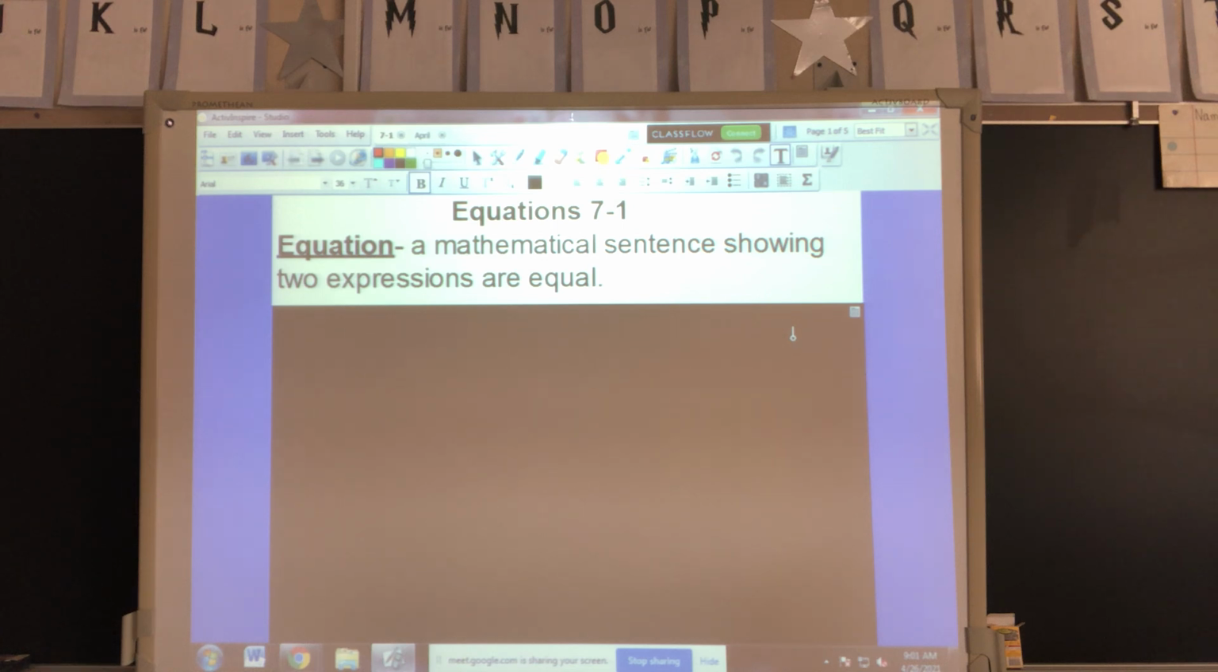So it's a mathematical expression, so it's a problem, but it has something on the opposite or the other side of the equal sign also. So either the answer or maybe a variable that you have to find the answer to. So it's going to have something on both sides of the equal sign.